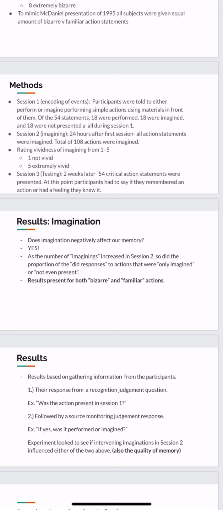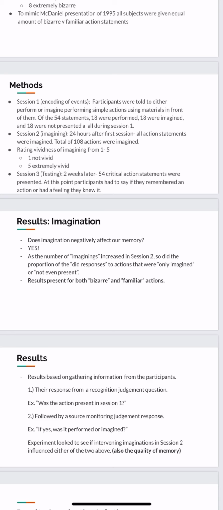In session 1, which was encoding of events, participants were told to either perform or imagine performing simple actions using materials in front of them. Participants were given 15 seconds to either imagine or perform the action. Of the 54 statements, 18 were performed, 18 were imagined, and 18 were not presented at all during the first session.